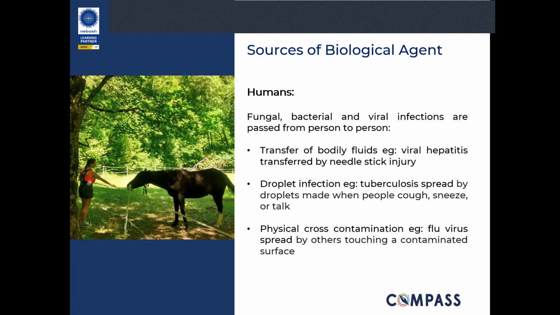Humans, to start off with, fungal, bacterial, and viral infections are passed from person to person. They transfer typically through bodily fluids. Viral hepatitis is transferred by needle stick injuries. Droplet infection, this can be, as an example, tuberculosis, spread by the droplets made when people cough, sneeze, or even talk. Again, similar to the idea of COVID-19. Physical cross-contamination, such as flu viruses that spread by others touching a contaminated surface. Again, very similar to COVID-19.